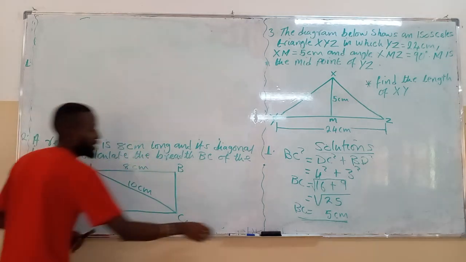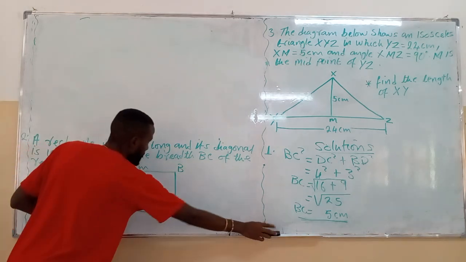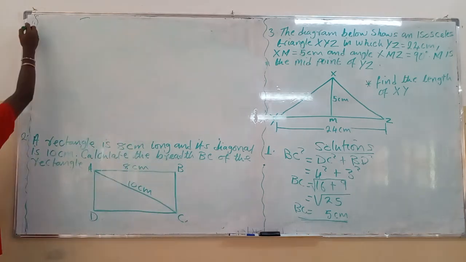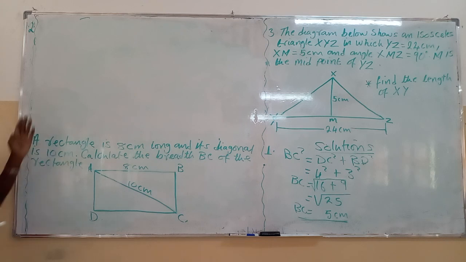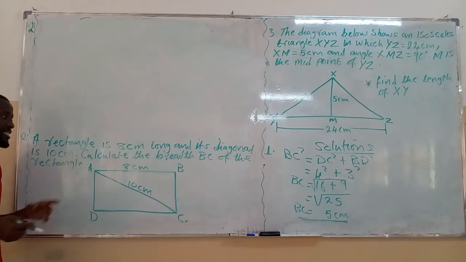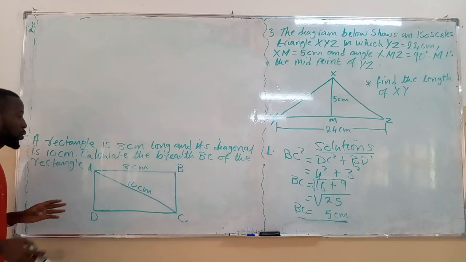Let us do question number 2, which is this one. We are going to work it out here. Let's write here question number 2. What are they asking us? We use the same diagram here to answer the question. A rectangle is 8 centimeters long and its diagonal is 10 centimeters. Calculate the breadth BC of the rectangle.